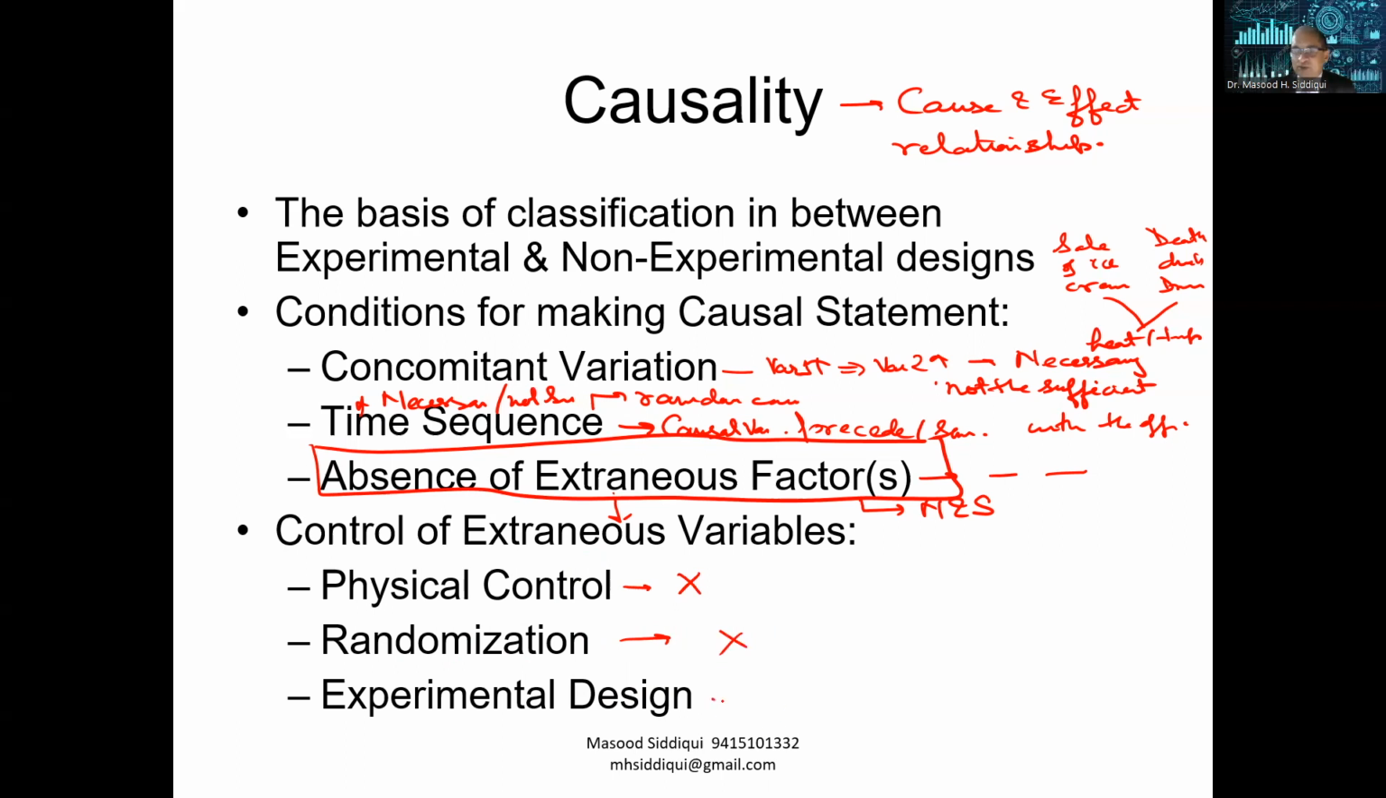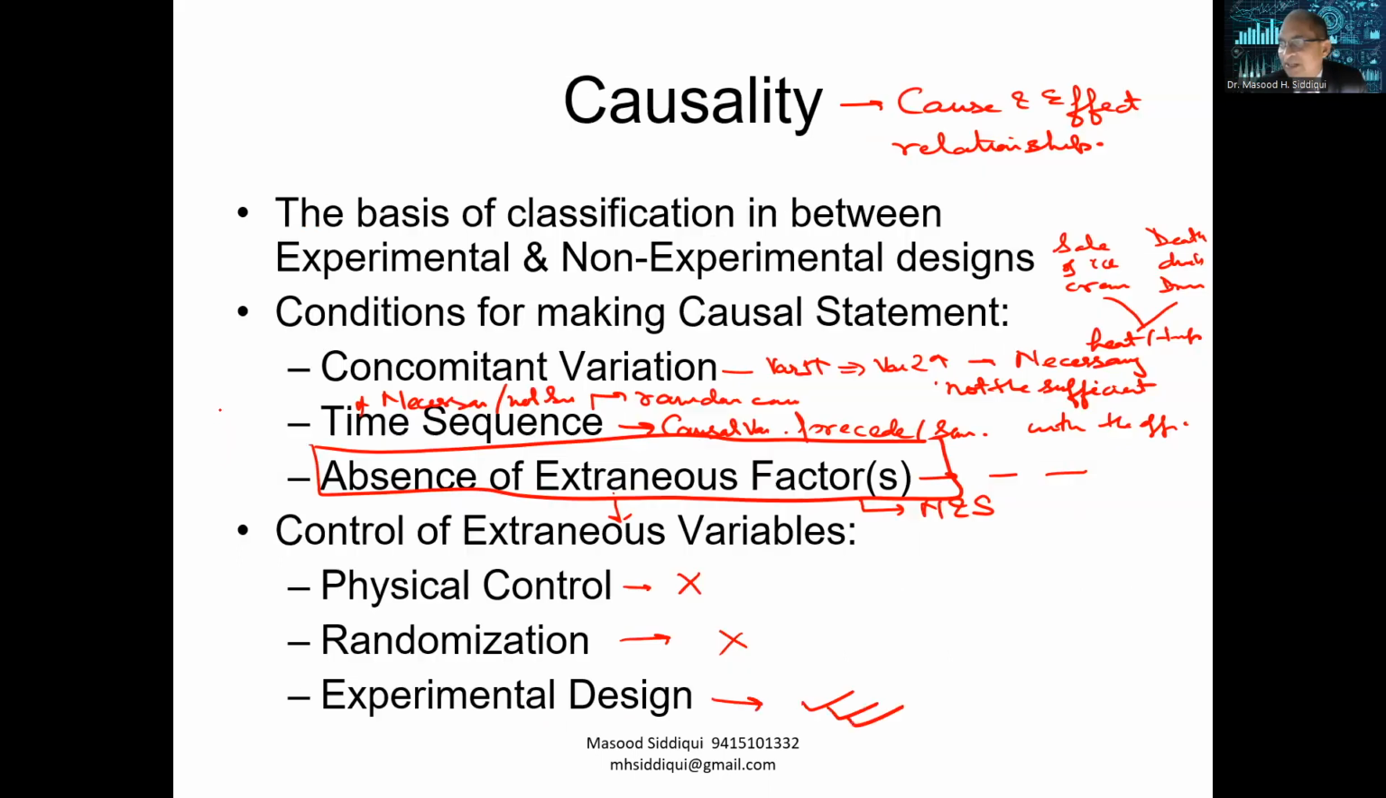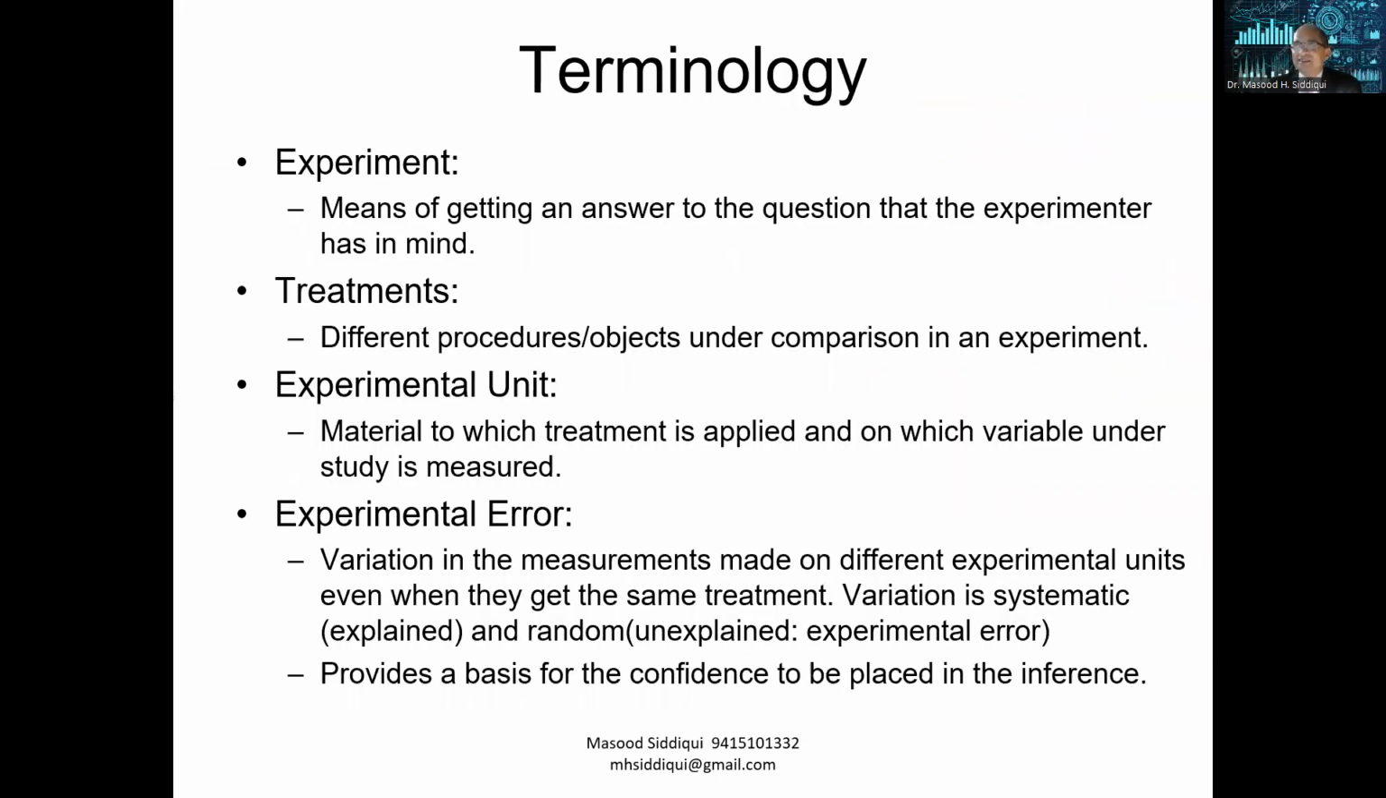So now we come to the third part, that is the experimental design. We will be discussing the experimental design, and definitely it achieves control over all the extraneous factors. Right? So before going to the concept of experimental design, let us discuss some basic terms that we are going to use. So the first one is the experiment.